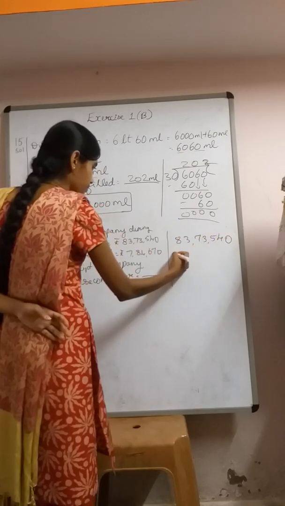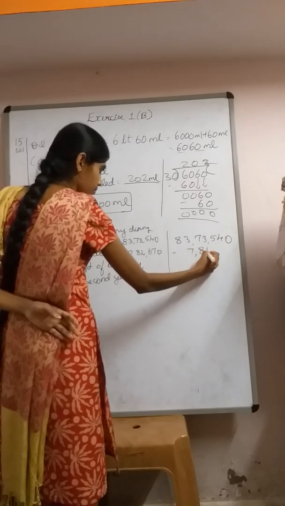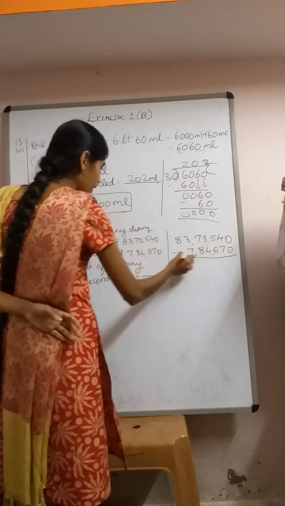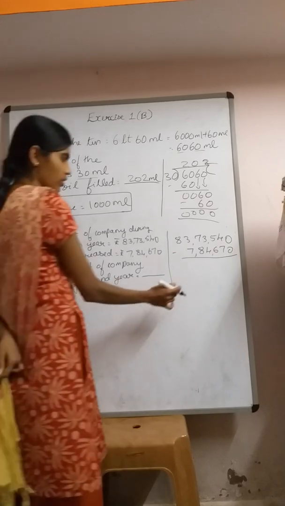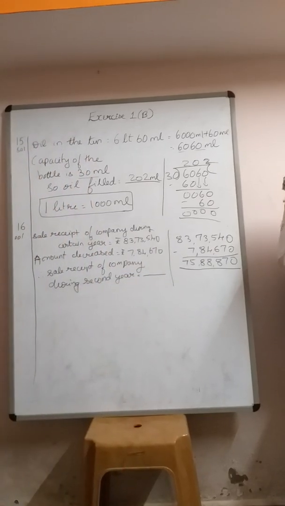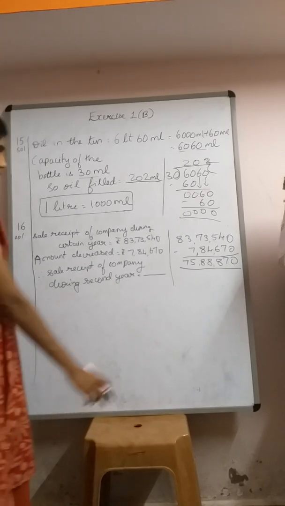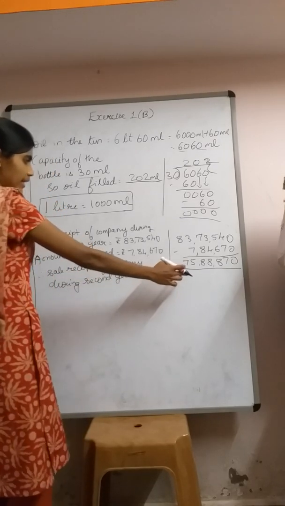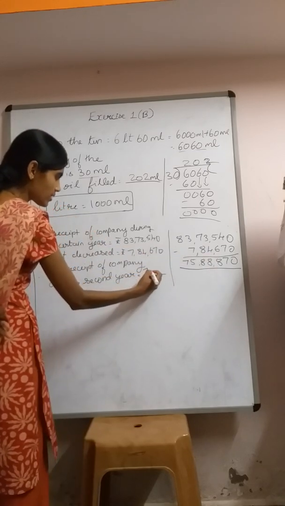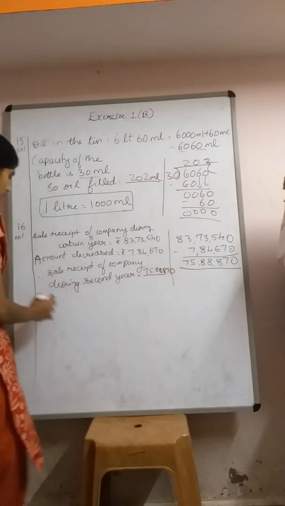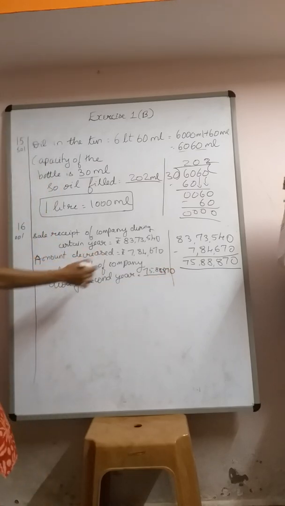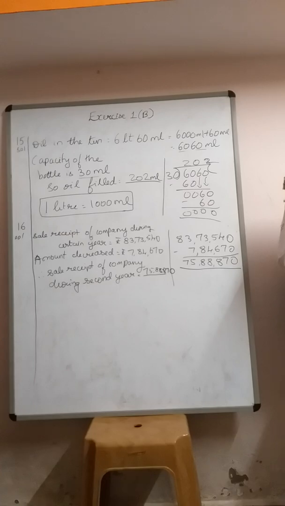Okay. Why we are finding the sale receipt during the second year, how much it was. So let us solve it. So while subtracting what we got, here 75 lakh 88,870. So let us write that 75 lakh 88,870. Okay, that is our sale receipt of company during second year. We got this much rupees. Okay, rupees.